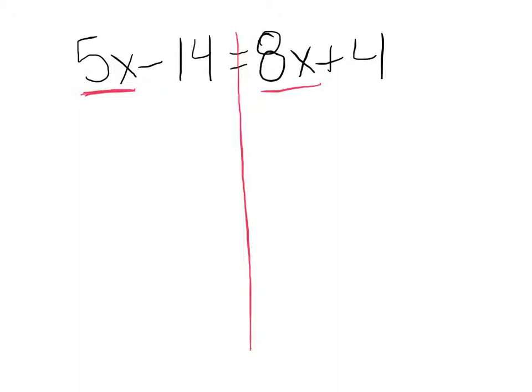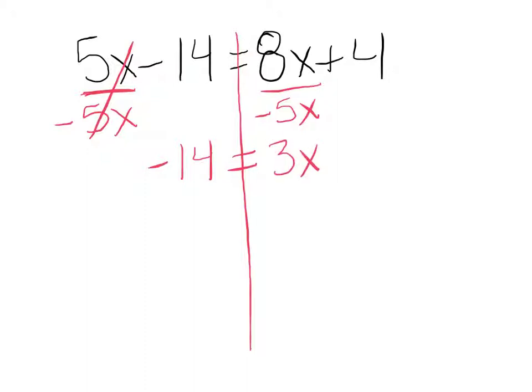I have 5x's and I want to undo those 5x's. So just like before, I need to subtract, or do the opposite. Minus 5x's. Well, remember, this is an equation, so we need to also minus 5x's on this side. So 5x minus 5x cancels. I'm left with negative 14 on this side. 8x's minus 5x's, that's like 8 bananas. Eat 5 of those bananas, you have 3 bananas left over. Then that 4 stays the same.